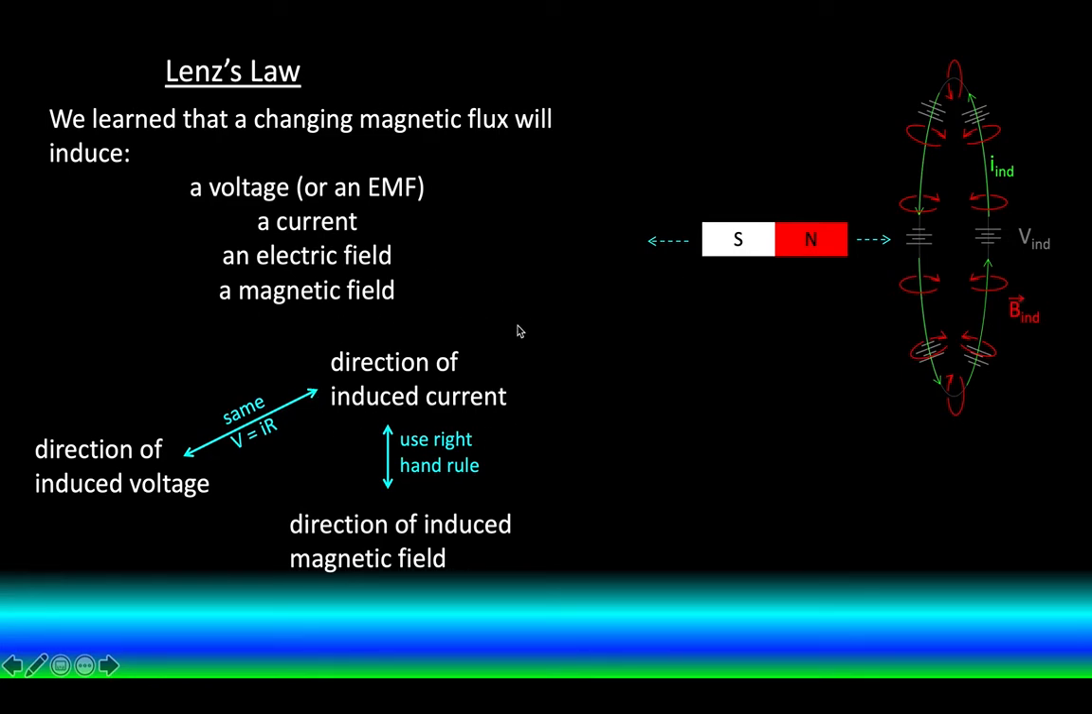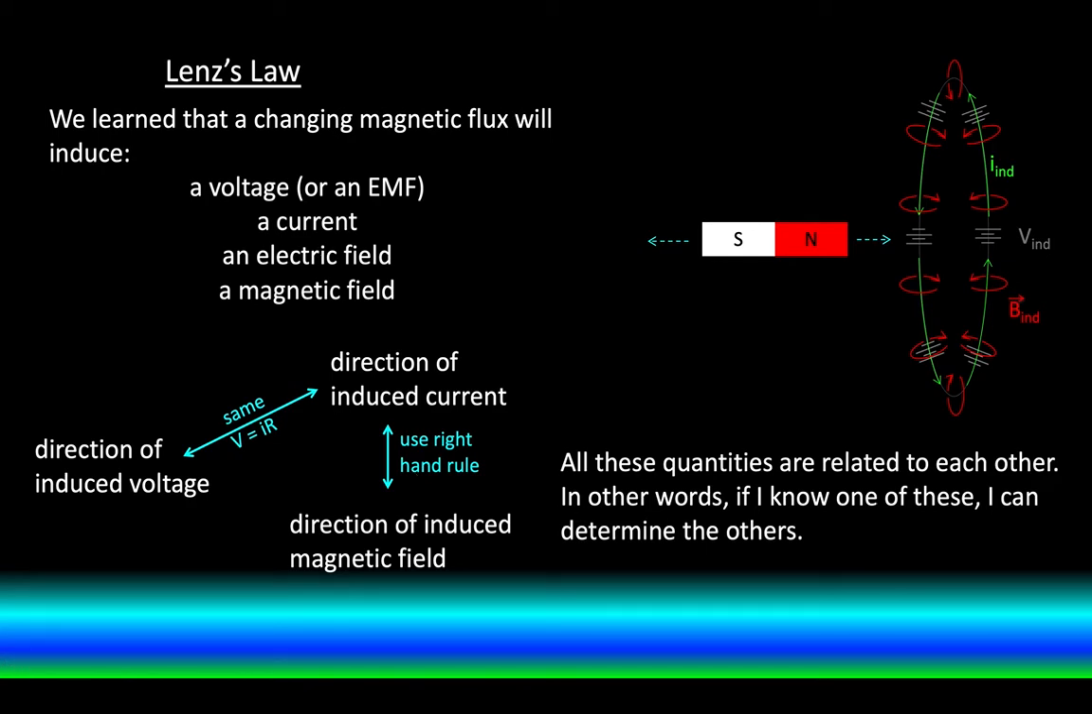Now, if I know the direction of the induced current, I could use the right-hand rule, align my thumb with the current, curl my fingers around the wire, and find the direction of the induced magnetic field. Now, all of these quantities are related to each other. So in other words, if I know one of these directions, I know all of these directions. Because if I know the direction of induced voltage, I know the current will flow in the same direction. And once I know the direction of the current, I use the right-hand rule to find the direction of how the magnetic field wraps around the wire.